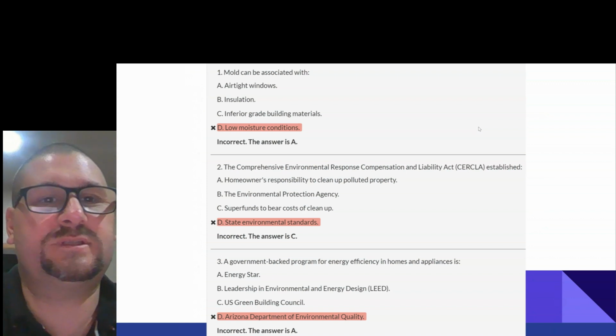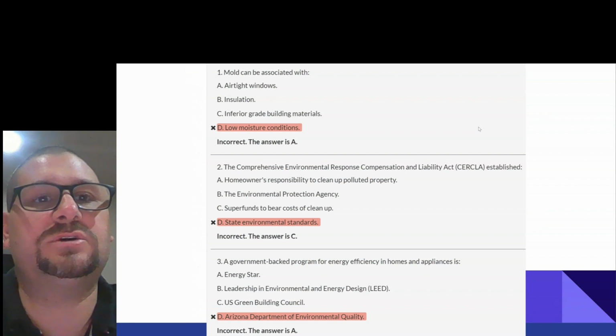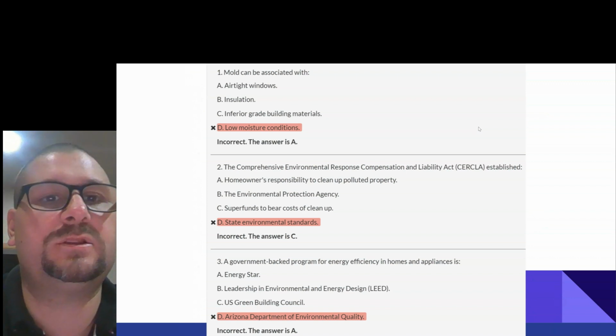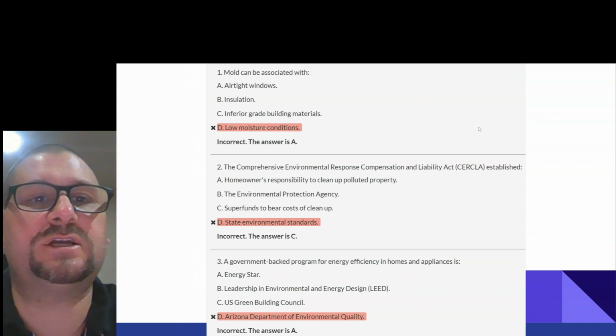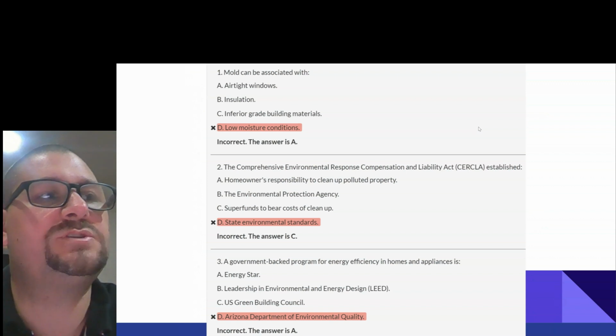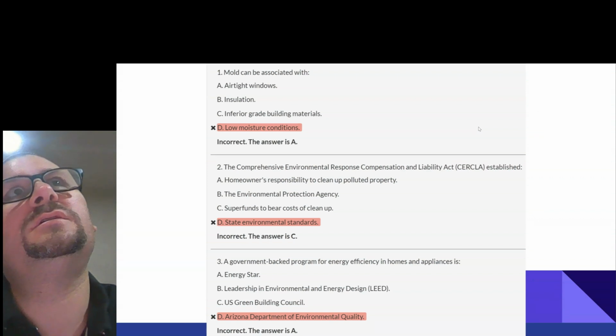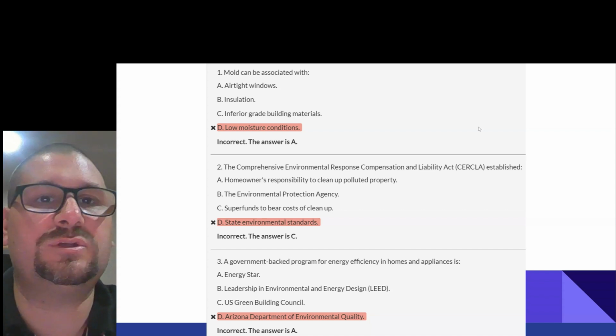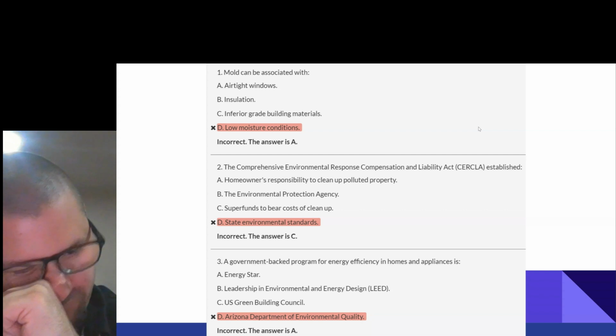Can mold be associated with insulation? No. Inferior grade building materials? No. Low moisture conditions? No, it'd be high moisture conditions. If it's too wet, if the moisture is too high, that's what creates mold in the house.